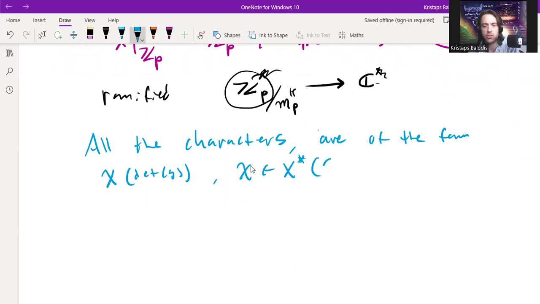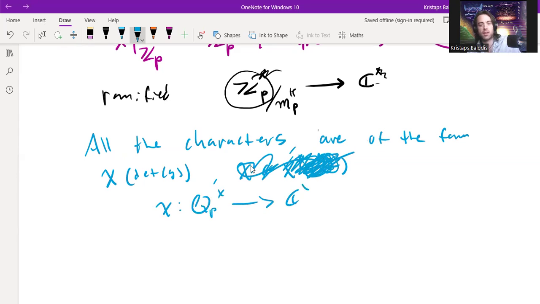So sometimes this X star of G means the characters of G. Well, actually, that could be some sort of algebraic thing. I don't want to. It's just this, where chi is a character. And the point is that we have two kinds, ramified and unramified, and we have pretty explicit descriptions of both.